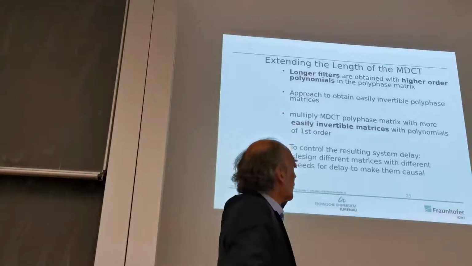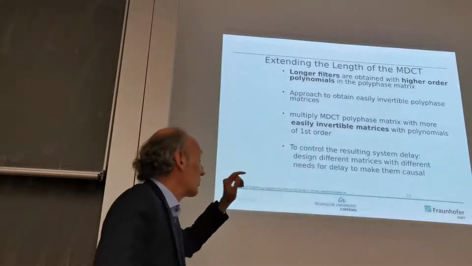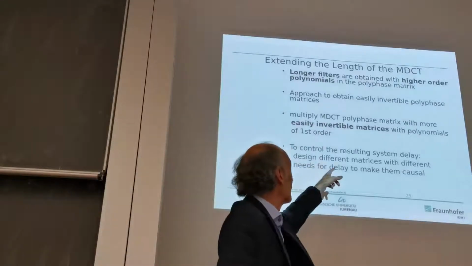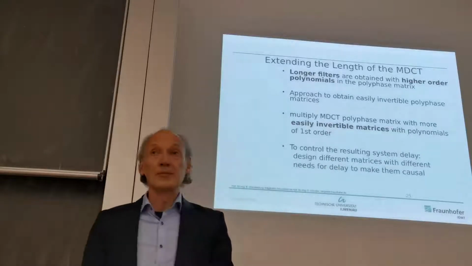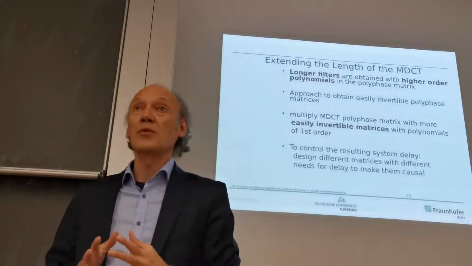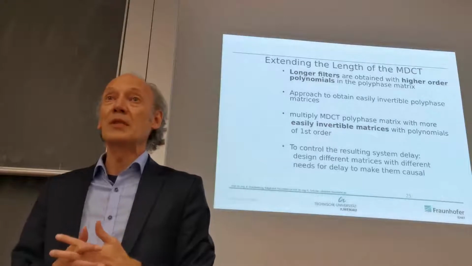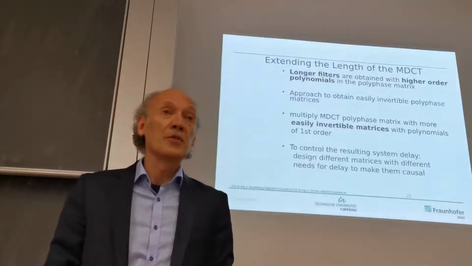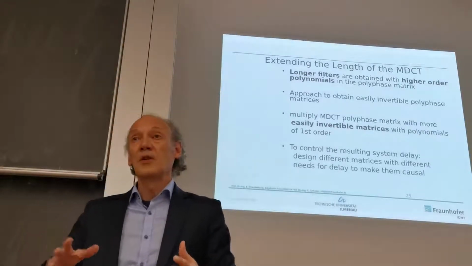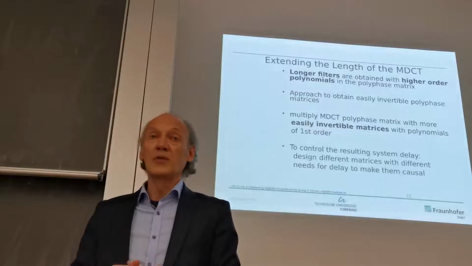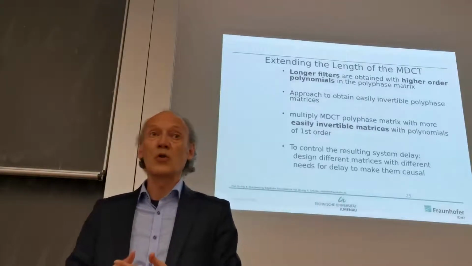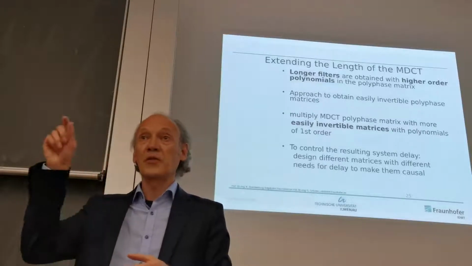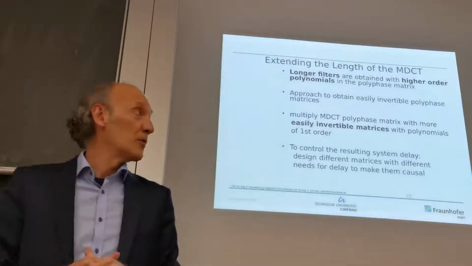And then to control the resultant system delay, we need to design matrices with different needs for a delay to make them causal. And we saw that this was the cause of the system delay in the MDCT, that we have the delay matrix, and the inverse of the delay matrix needed to be multiplied with z^-1 to make it causal, because it has a z^-1 plus 1 in the entries.